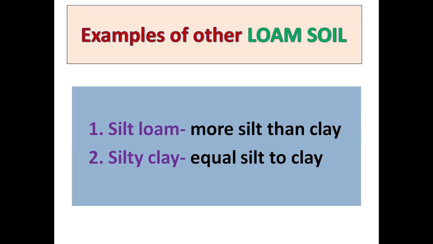Now, I'm going to show you 2 other examples of loams. So, example of other loam soils. Number 1, we have silt loam, right? With the silt loam, that loam will have more silt in it than clay. So, in this case, we are looking at just a mixture of silt and clay. If you say silt loam, it means it has more silt in it than clay. And number 2, we have silty clay, which would mean an equal amount of silt to clay. All right, so there are other types of loam. Of course, you could say sandy silt or silty sand when you're comparing just sand and silt.